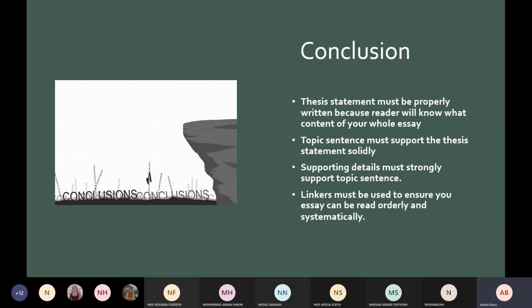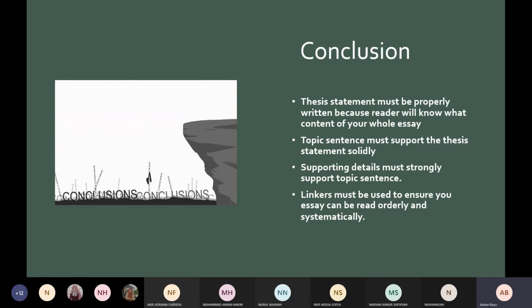Okay, second, topic sentence must support the thesis statement solidly. Of course, topic sentence tu bila you buat mestilah support dengan dia punya thesis statement. Kalau tak support tu maksud something wrong somewhere. Supporting detail must strongly support topic sentence. Maksudnya supporting detail dalam paragraph tu mestilah relate closely dengan topic sentence.